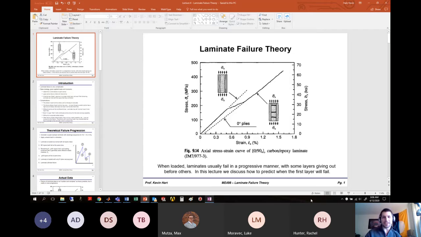It's a much more progressive idea where one layer fails, then another layer fails, then another layer fails, then the whole thing fails. All right. The most conservative approach would be to say that our laminate has failed when one layer fails. That's the idea of first ply failure, which is the theory that we're going to really dig in on. There is another laminate failure theory, the ultimate failure theory, which says that the laminate survives until the very last layer fails. And that is obviously much less conservative, and that is not something that we're going to do today.